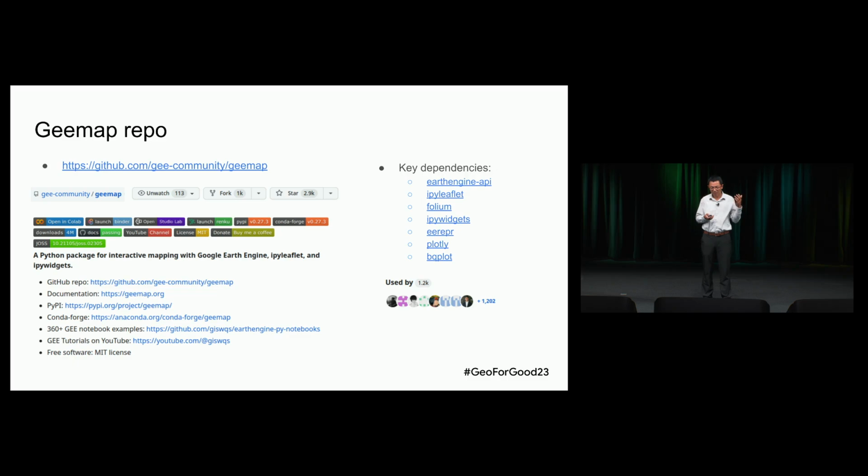So key dependencies, for example, the Earth Engine API, and then ipyleaflet and Folium. Those are the open source mapping libraries that allow us to visualize the Earth Engine data interactively. And also ipywidgets. This is what Geemap is about: a lot of widgets that allow you to interact with the data without having to write code. So ipywidgets is also a major component in Geemap. And eerepr is basically to allow you to display objects with rich representation, so they can have similar experiences like the JavaScript API, and also Plotly and bqplot for doing plotting.